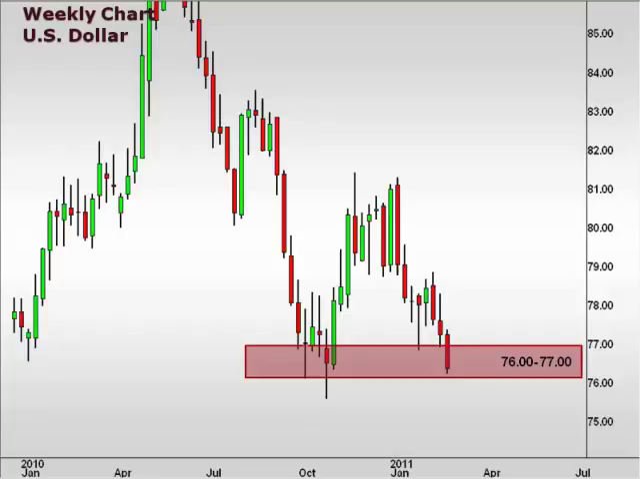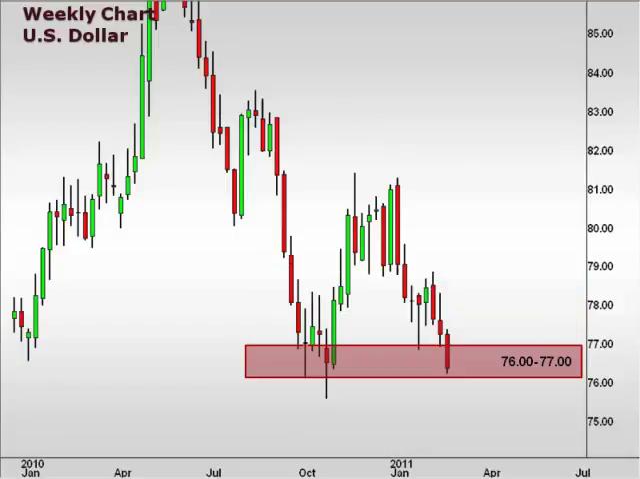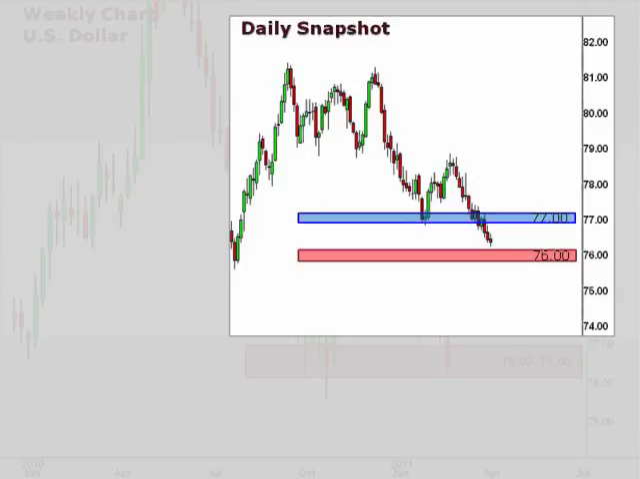Now, this level should hold as support. Failure here does open the window for a continuation to the downside. However, a bullish reversal bar closing above 77 lends credibility to a move back up to test resistance at the 78-79 focal zone.